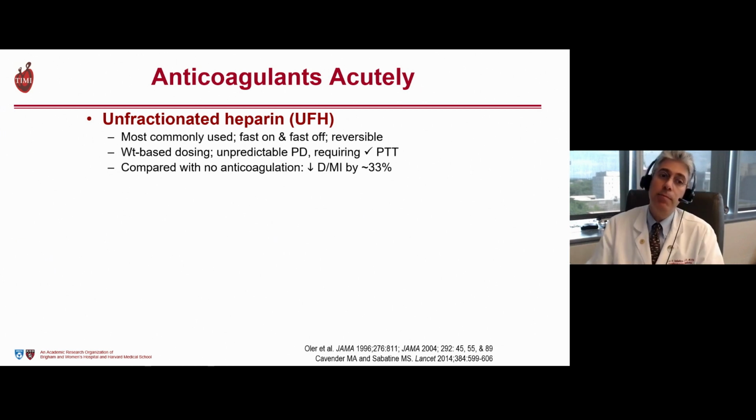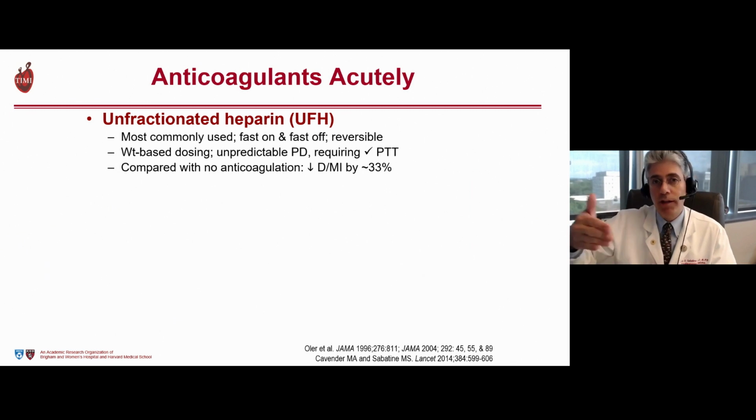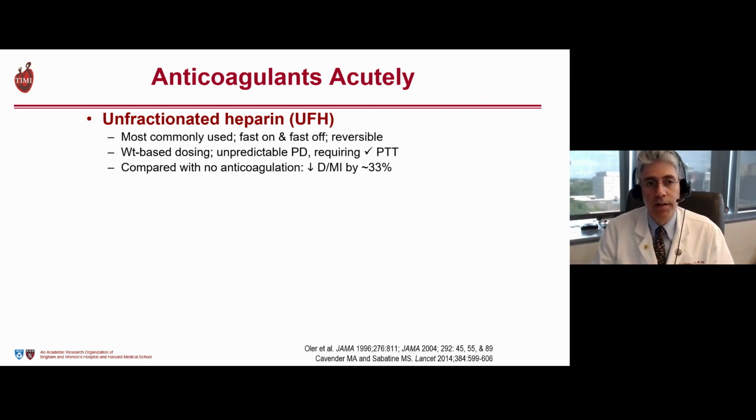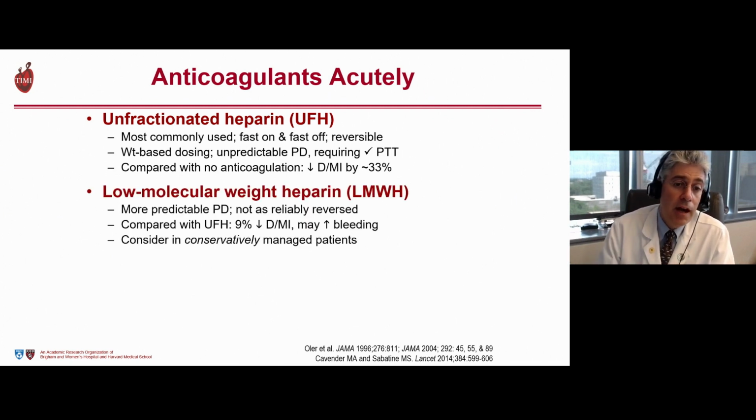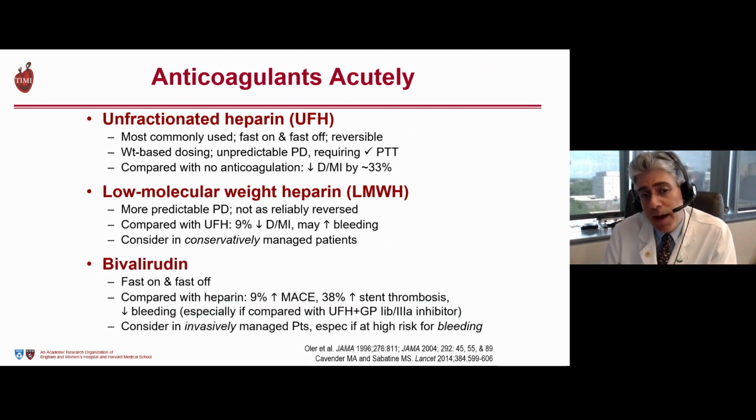Anticoagulants. This is a little simpler because here we're not layering additional therapy, we're choosing one. And so most commonly we give unfractionated heparin, fast on, fast off. Sometimes we'd give low molecular weight heparin. That is typically more for conservatively managed patients, just because of its longer half-life. And then sometimes we give bivalirudin, like unfractionated heparin. It's fast on and fast off. We typically consider that in invasively managed patients, particularly for those at high risk for bleeding.